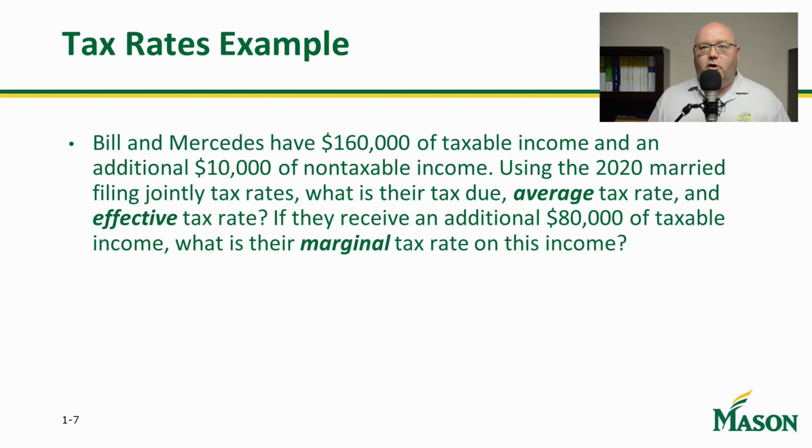Okay, so you have $160,000 of taxable income, an additional $10,000 of non-taxable income, using the 2020 married filing rates. What is their average tax due? Obviously, we're not going to ask about average tax. That's ridiculous. I don't even ask for it. And then the effective tax rate. And then if they receive an additional $80,000 of taxable income, what's their marginal tax rate?